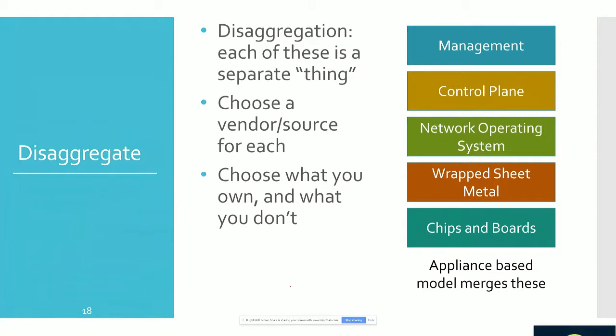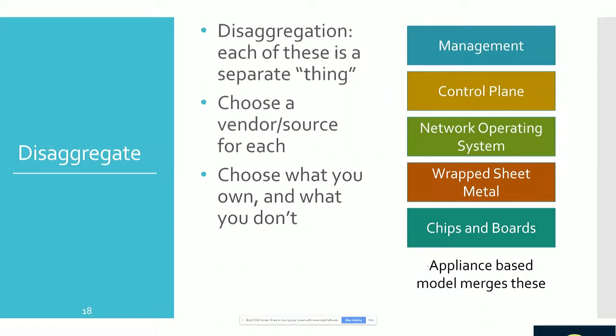So what I do in disaggregation is I actually separate each of these things. I separate my management, I separate my control plane, I separate my network operating system, the wrapped sheet metal, the chips and boards. All of these things, I separate them out, and I can choose a different vendor or a different source for each one. I can actually choose what I want to own and what I don't want to own. If I'm a smaller company and I don't want to own any of this, I can buy these pieces up here from one company and these pieces down here from a different company, let's say. Or I can buy all of these from the same company, but I buy them as separate pieces or separate line items, separate SKUs on my contract. It's really up to me how I'm going to do this.